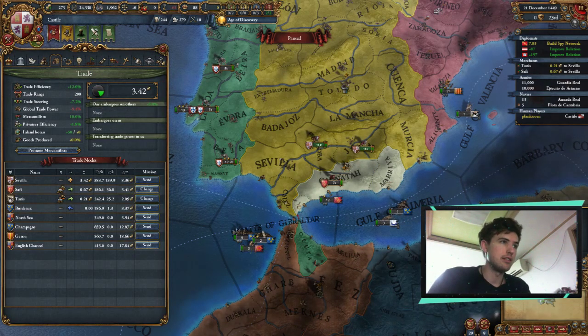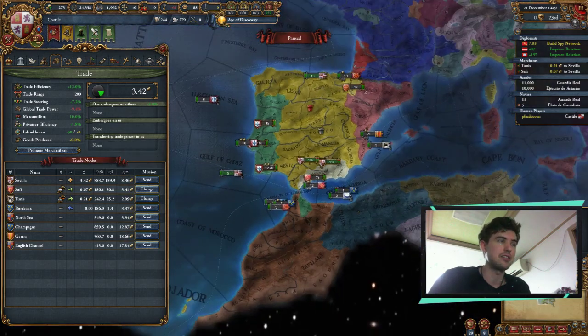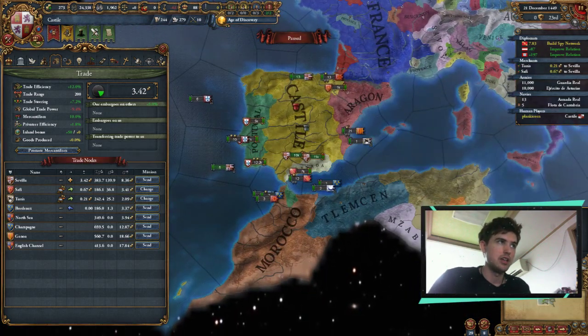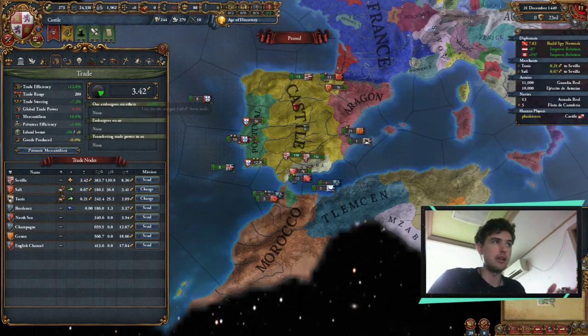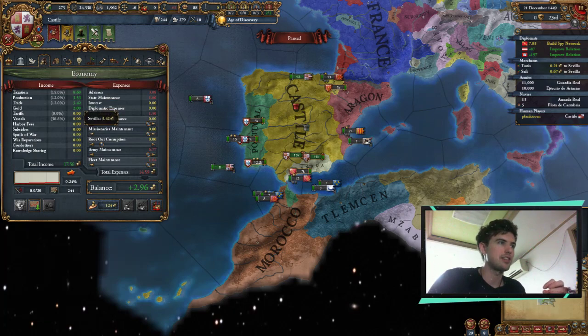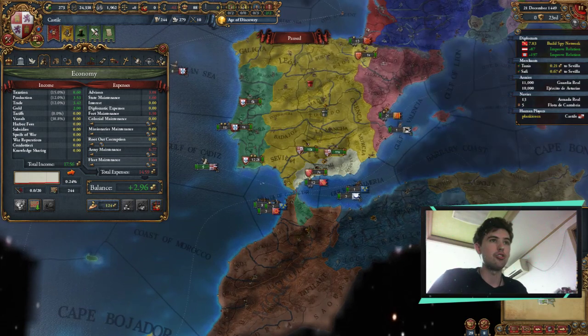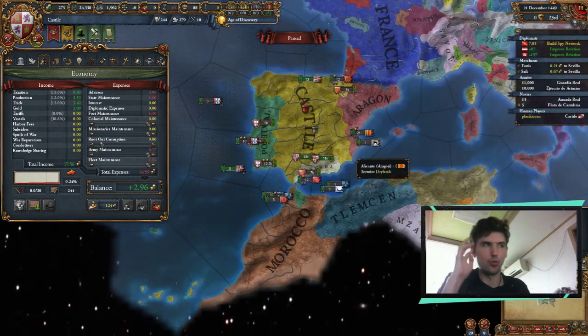This is the trade. Now, I don't actually use this window very often. This will tell you how much of your income comes from trade and exactly the number. Now see, that's 3.42. That's this number right here. It's coming from Sevilla because our main trading port is Sevilla. Again, we'll get into it.